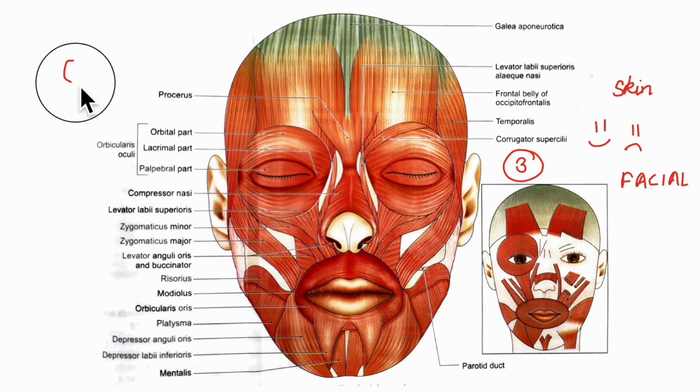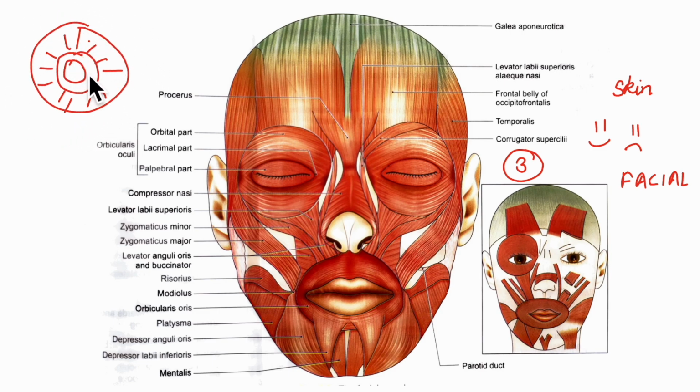Now we know each of these openings have a sphincter and also they have dilators. Now as in the case of the eye, we know that if this is the pupil, we have the sphincter pupillae surrounding it and the dilator pupillae. Similarly, in the case of these openings of the face, we have a sphincter that is naturally circular in nature and also dilators that are radial in nature.